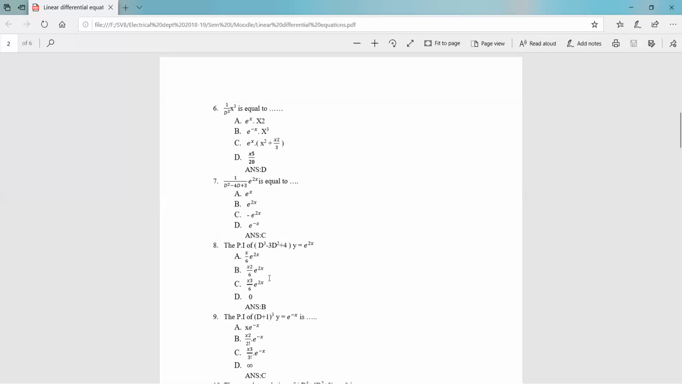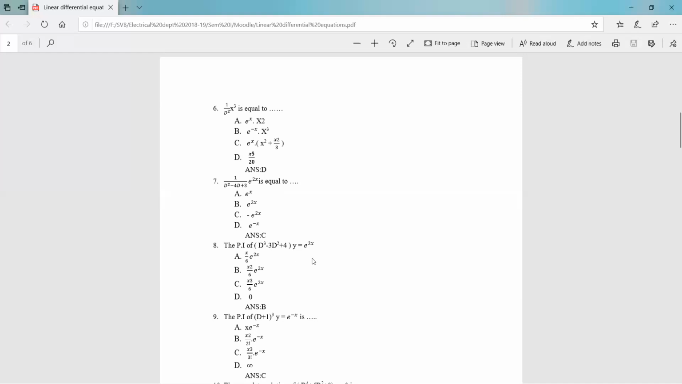For question 8, this is a linear differential equation with constant coefficients. The right hand side is e raised to 2x. We have to find the solution, but in this MCQ we have to find only the particular integral. So there is no need to find the complementary function. We can directly find the particular integral. By the definition of particular integral, 1 upon f of d into capital X, that is 1 upon d cube minus 3d square plus 4 into e raised to 2x.